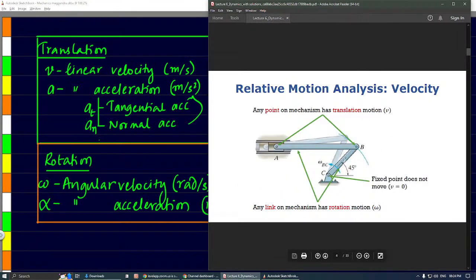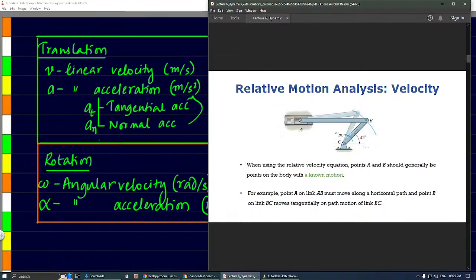Then here you can see this is a mechanism, right? Any point on the mechanism has translation motion. For the slider, any point on the slider will be translating. It will be just moving in a straight line. And when you take these two links, link AB and BC, any link on the mechanism has rotation motion. And then the point C is a frame, a fixed frame. So this is the fixed point. It does not move.